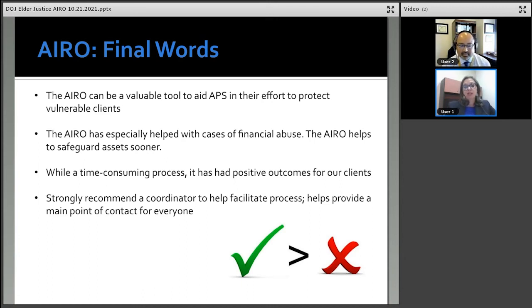And while it's a time-consuming process, we found that we've had positive outcomes for our clients, and we strongly recommend that coordinator. It really does help, especially for Ray and your county council. It helps them and helps us develop some expertise and knowledge within. I fully agree.